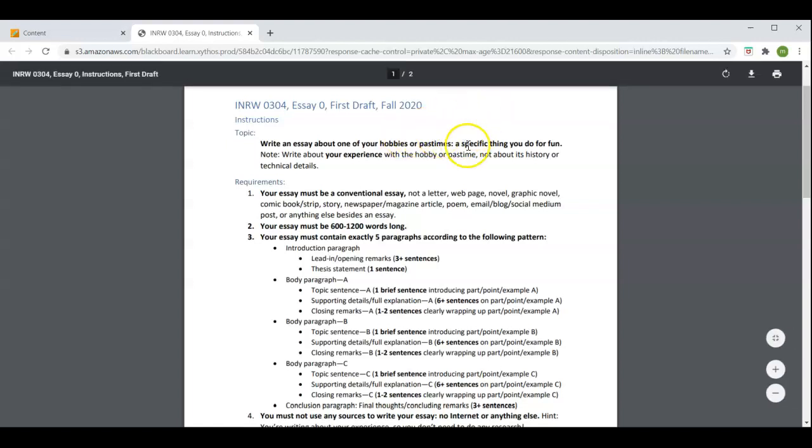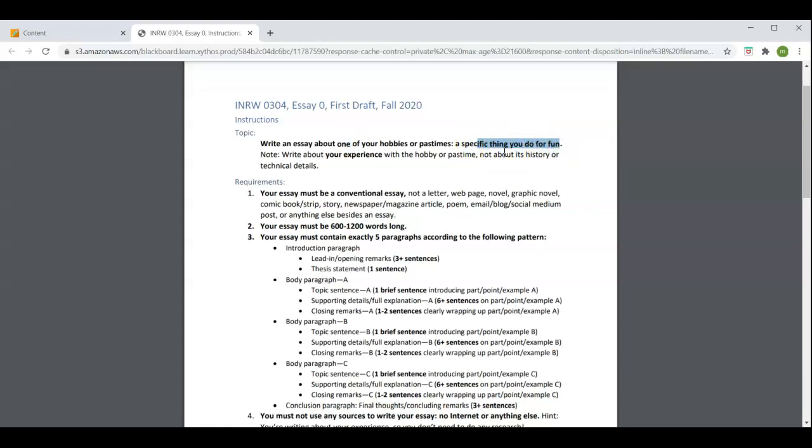You can see that you're writing about one of your hobbies or pastimes, a specific thing you do for fun. Now, let me caution you, something that I think also happened in the other class. Somebody was going to write about one vacation, like a trip to California, Disney World, Disneyland. Forgive me if I get that wrong, which one's in California, which one's in Florida. The problem is that was a one-time thing.